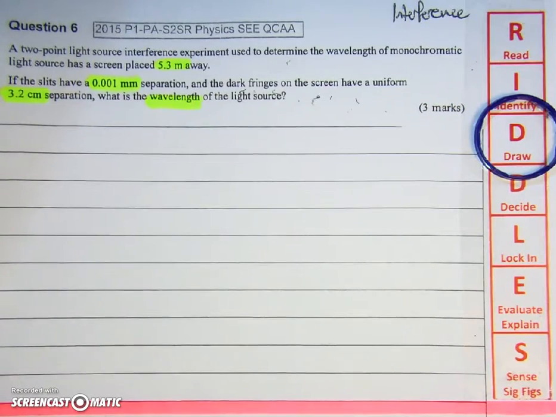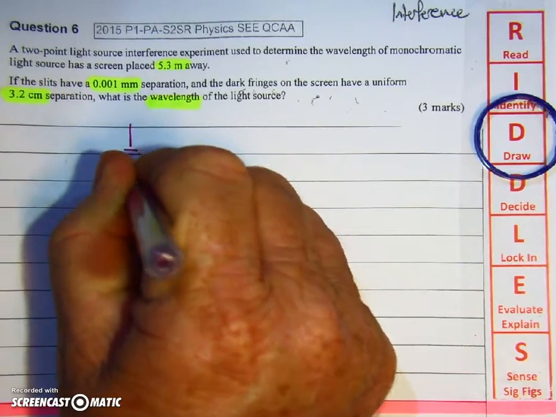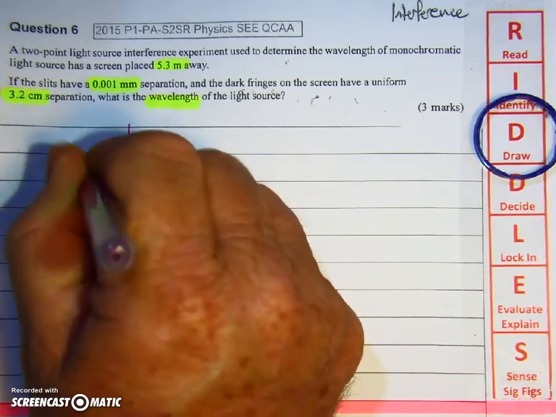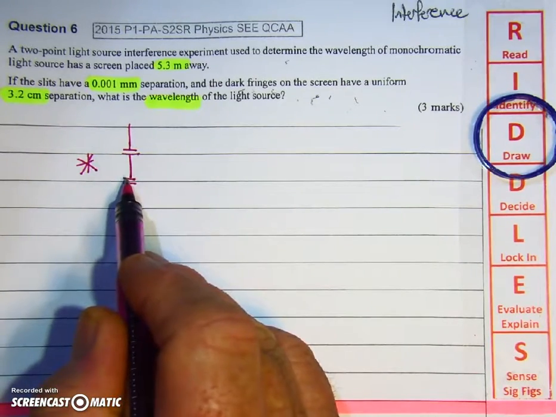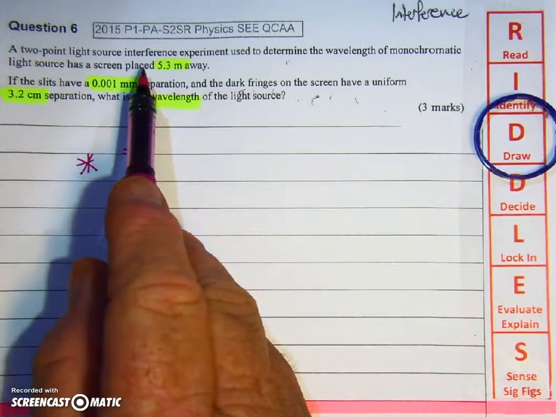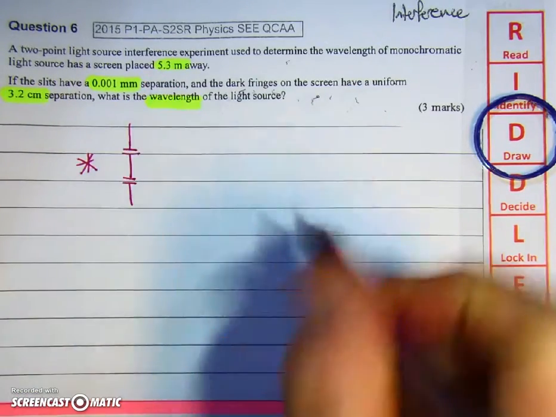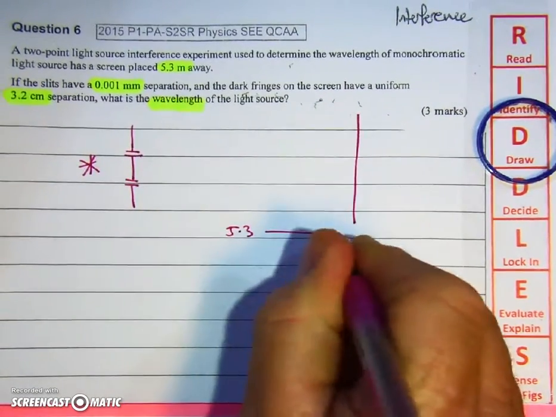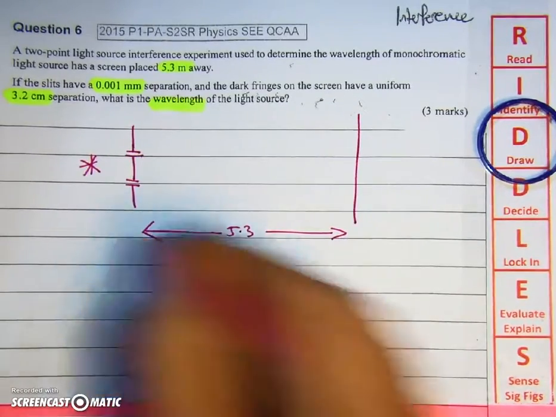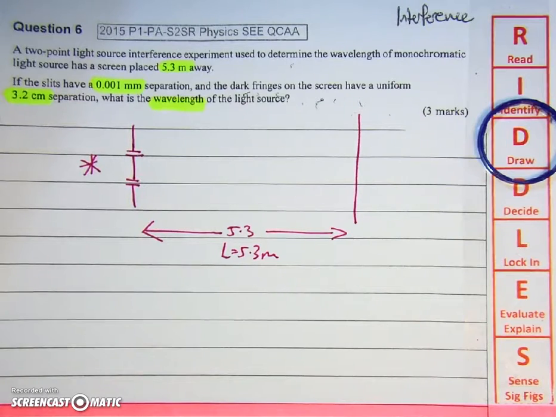Now we need to draw. So we need a two-point light source. The way that we set up a two-point light source is we have one monochromatic light source that shines through these 2 slits. So that's our two-point light source, and they go to a screen 5.3 metres away. So here's our screen, and we have a distance of 5.3 metres, like so. Now that's L, the distance away for our screen.